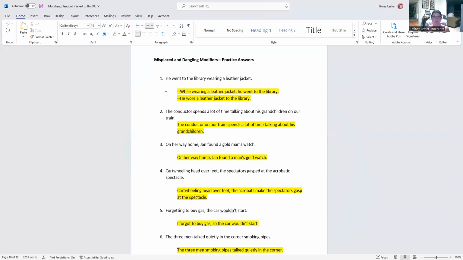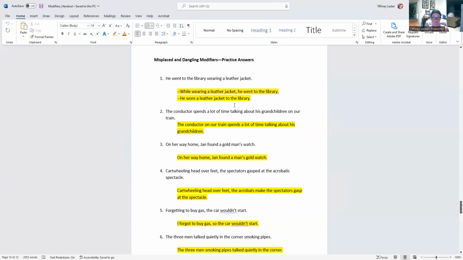What about this one? The conductor spends a lot of time talking about his grandchildren on our train. His grandchildren on our train. Well, that makes it sound like his grandchildren are actually on the train. But that's not the case. He is simply on the train talking about his grandchildren. So again, a misplaced modifier. The conductor on our train spends a lot of time talking about his grandchildren.